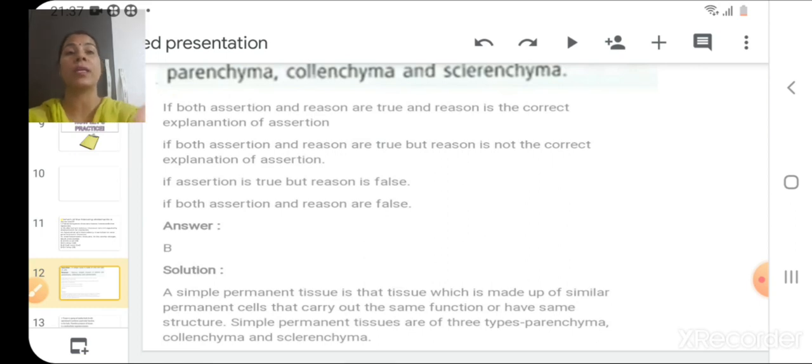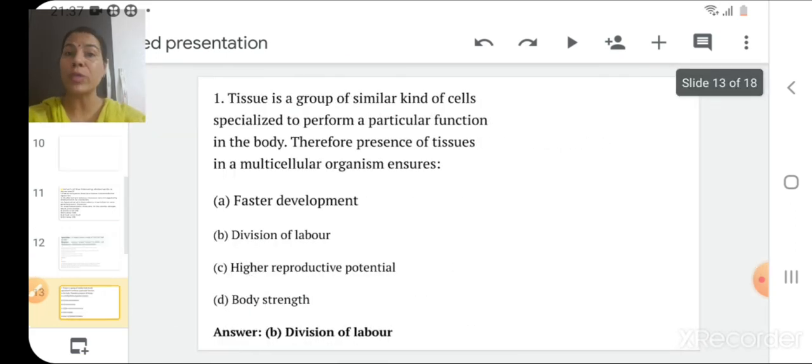Children, these questions are a little challenging for you because these are a new type of questions, so you need to practice them a lot. You can Google such types of questions and then practice. Now another type of question: the tissue is a group of similar kind of cells specialized to perform a particular function in the body. Therefore, presence of tissues in a multicellular organism ensures. The options are faster development, division of labor, higher reproductive potential, and body strength.